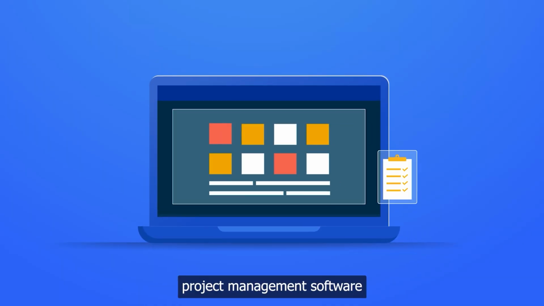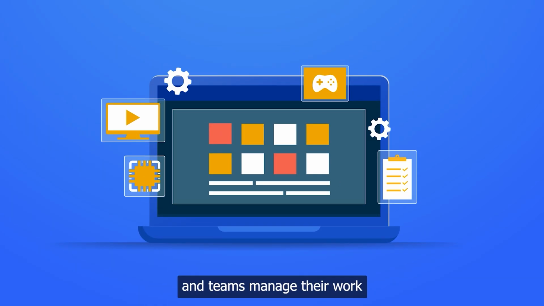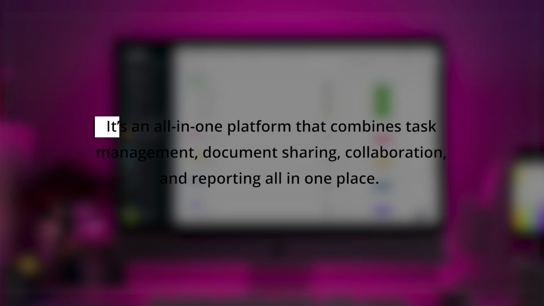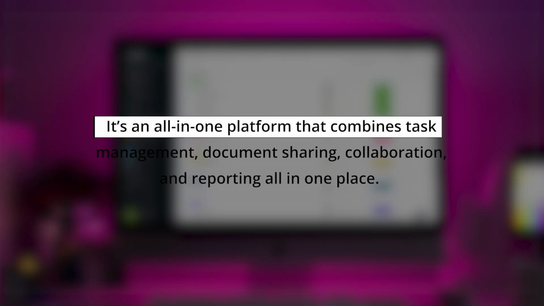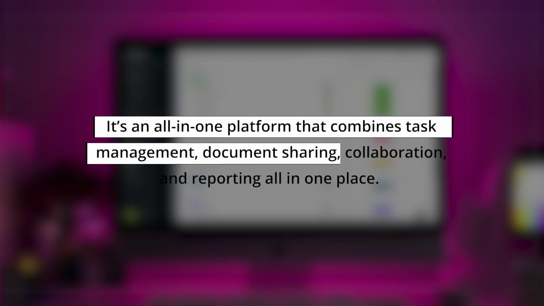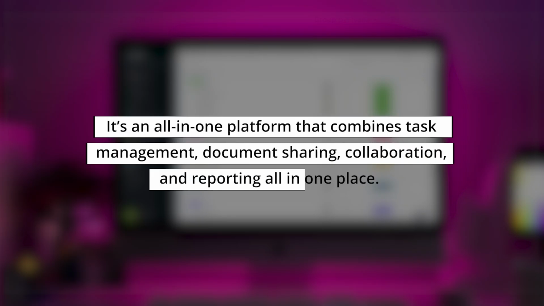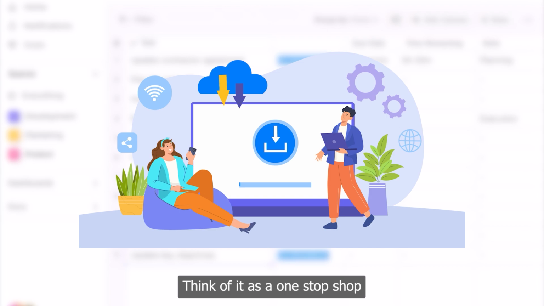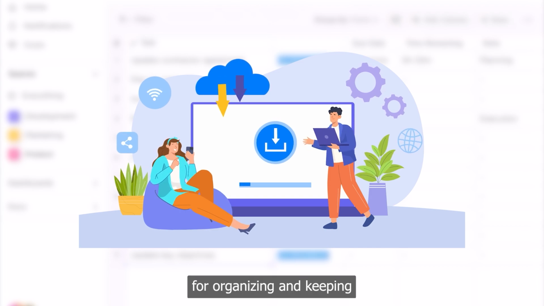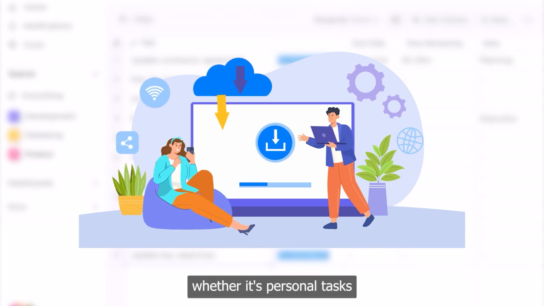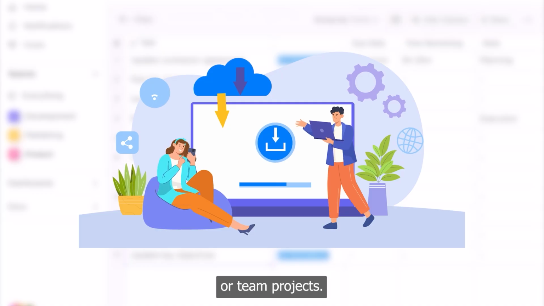What is ClickUp? ClickUp is a cloud-based project management software designed to help individuals and teams manage their work more efficiently. It's an all-in-one platform that combines task management, document sharing, collaboration, and reporting all in one place. Think of it as a one-stop shop for organizing and keeping track of everything related to your work, whether it's personal tasks or team projects.